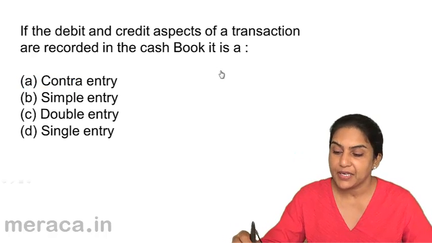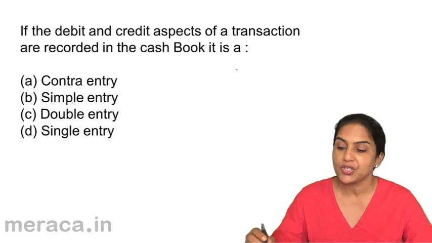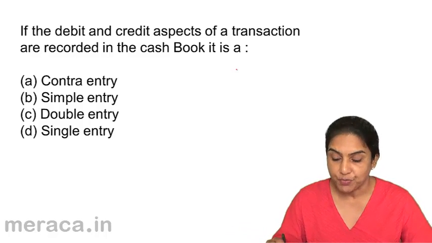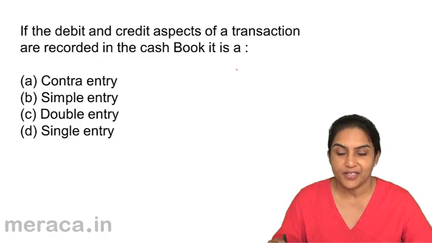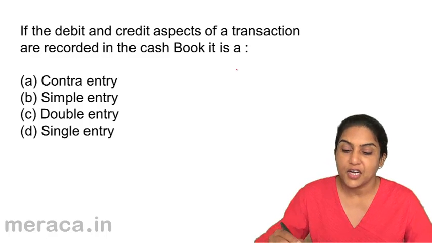Next, if the debit and credit aspects of a transaction are recorded in the cash book, it is A, contra entry, B, simple entry, C, double entry, D, single entry. Debit and credit aspects are recorded in the cash book. It is a contra entry.